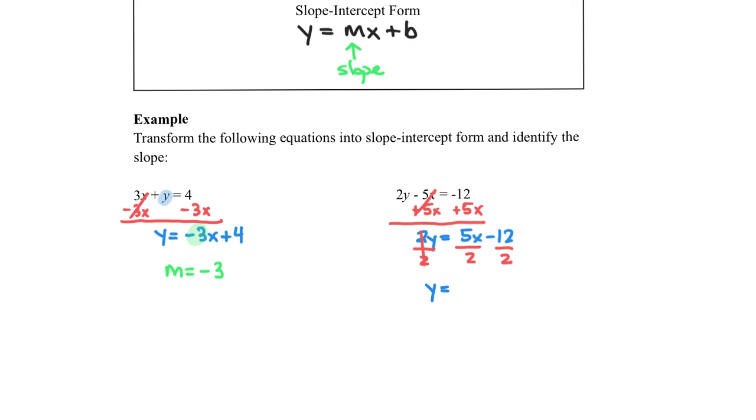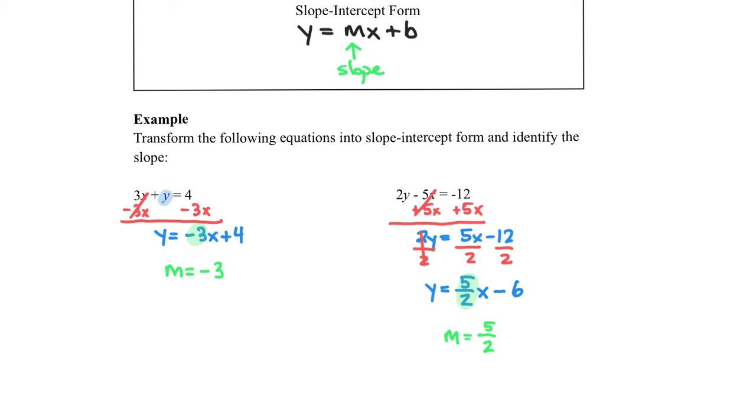On the right-hand side, I notice that when I divide 5 divided by 2, I get a decimal. Don't write the decimal. Instead, just leave this as a fraction. Put it in simplest terms if you can, but just leave it as a fraction. And 12 divided by 2 is 6. Now I'm in slope-intercept form, y equals mx plus b. So now I can identify my slope. My slope in this case is going to be 5/2.